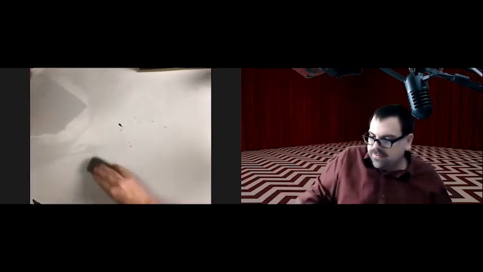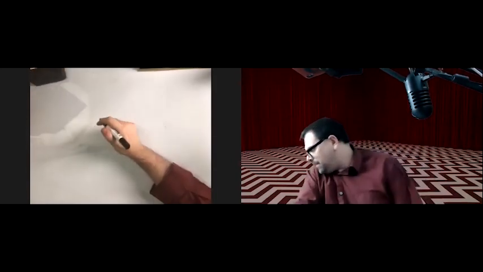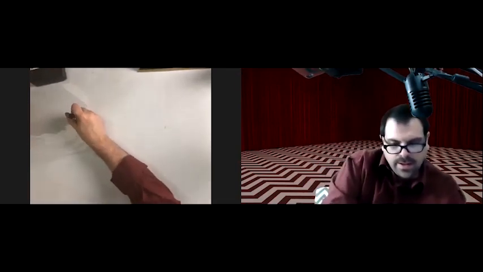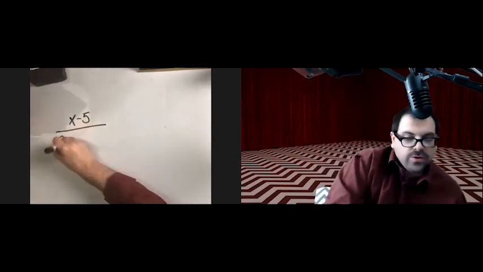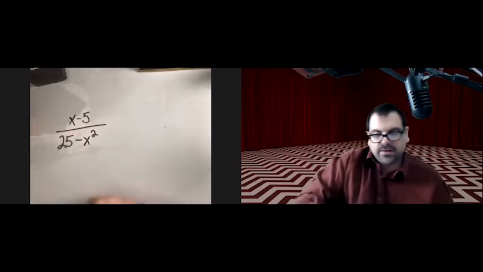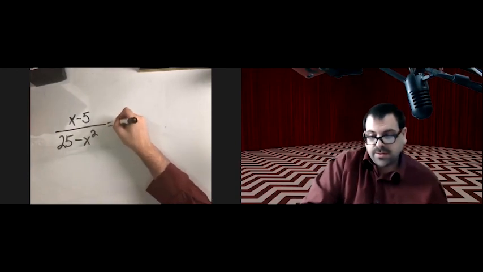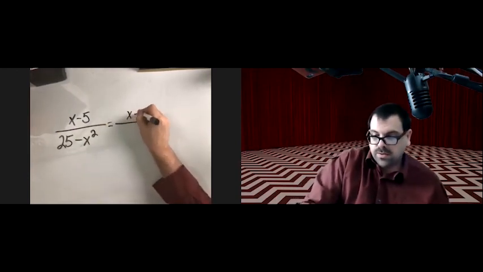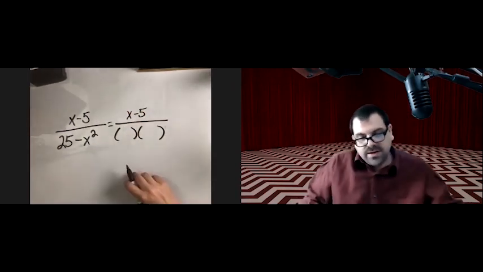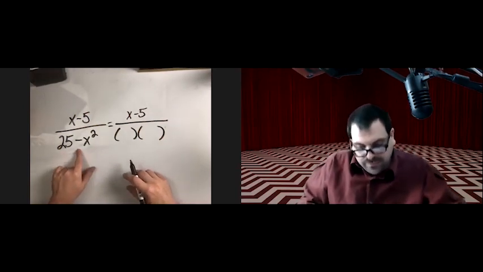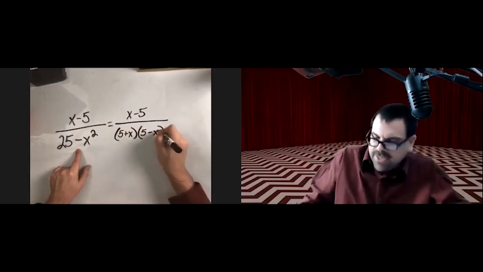Why am I pointing this out? Well, here's our next example. x minus 5 over 25 minus x squared. Let's simplify this rational expression. Well, that's x minus 5 on the top, and the bottom is going to factor, since it's a difference of squares, to 5 plus x times 5 minus x.